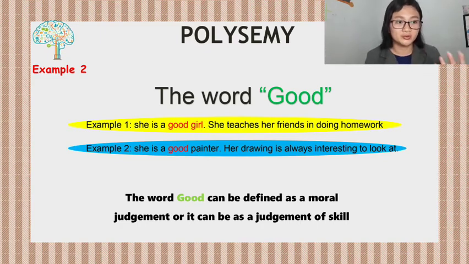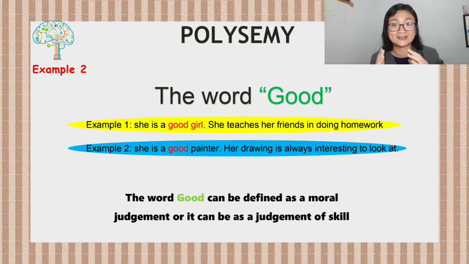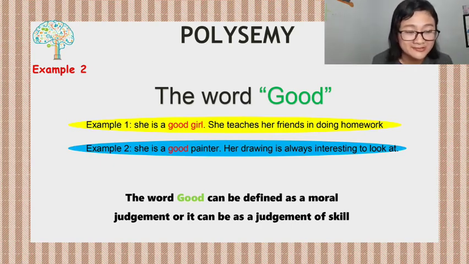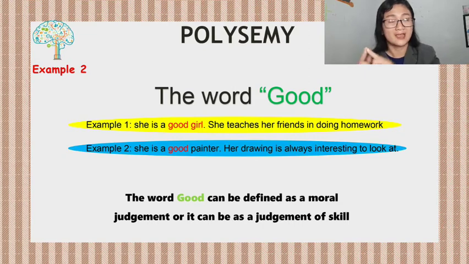So we have the word good there, and we have two example sentences. The first sentence is, she's a good girl. She teaches her friends in doing homework. While the second sentence is, she's a good painter. Her drawing is always interesting to look at. So we need to pay attention to the phrases good girl and good painter. The good girl here can be defined as a moral judgment, which has a different meaning from the good painter, because the good painter here can be defined as a judgment of skill.